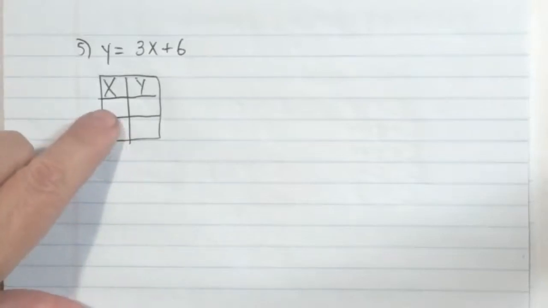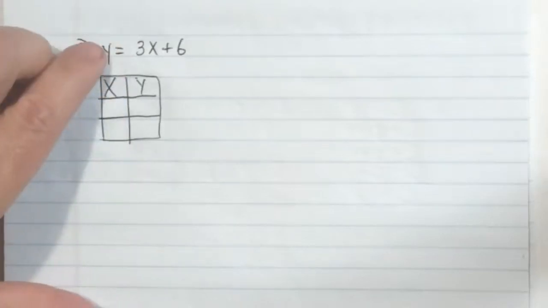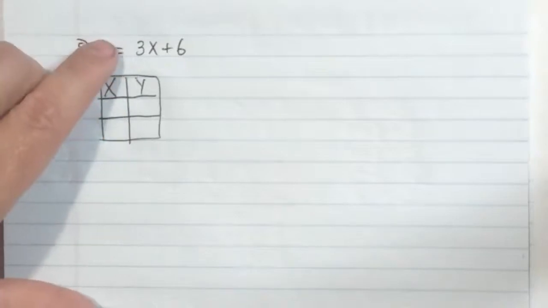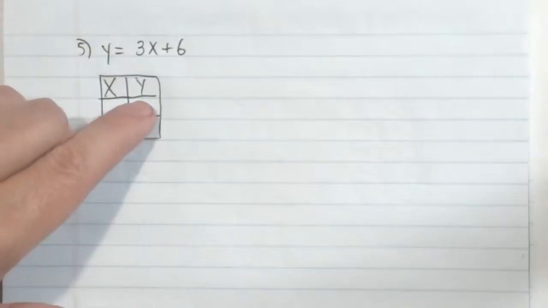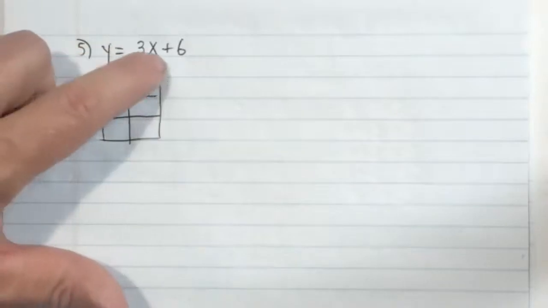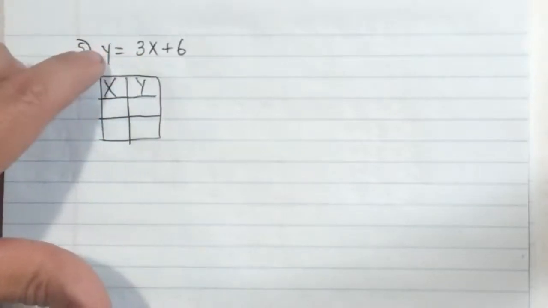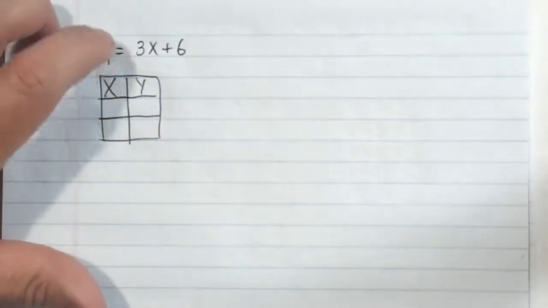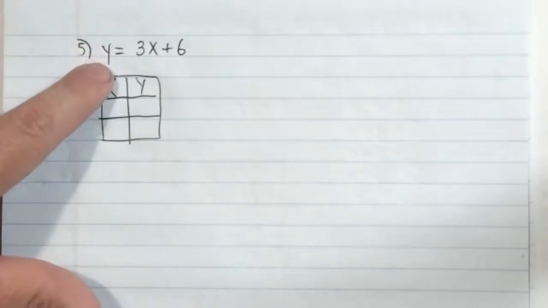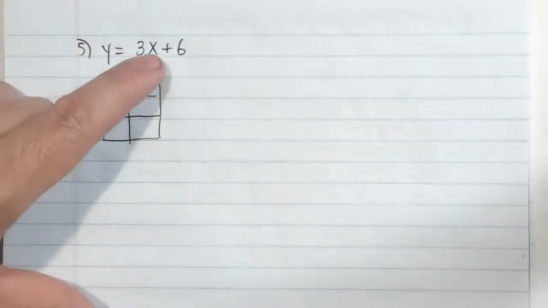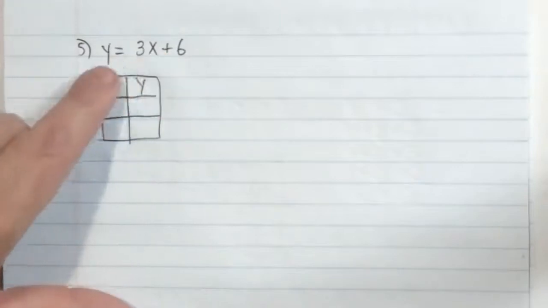So if you look at this one, the y is already by itself. If we used a y value, in other words, if I put 0 here, I would still have to subtract the 6 and then divide by 3. So I wouldn't want to pick y values because that's going to be a little more work. I'm just going to pick my x values because the y is already by itself.